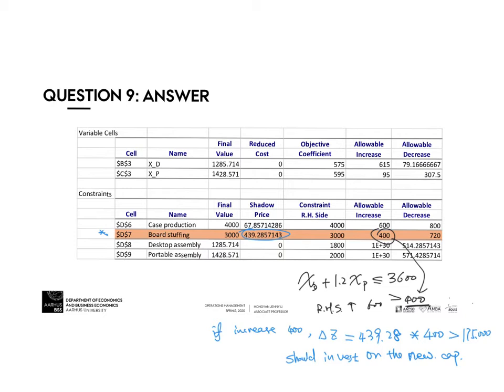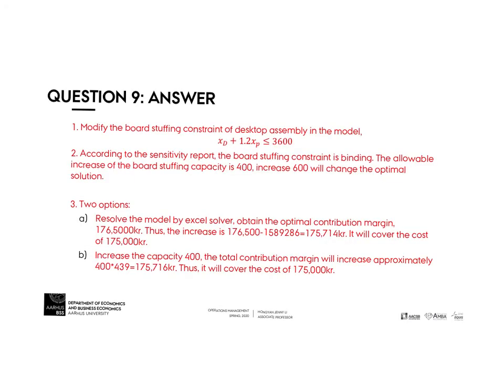On the next page, you can see the detailed calculation and the description of how to answer this question. Now let's summarize the answers. We can answer the question in two ways. One is to resolve the LP model by changing the capacity constraint to 3,600 units, and then you can get how much extra objective value or contribution margin you gain from this increase.